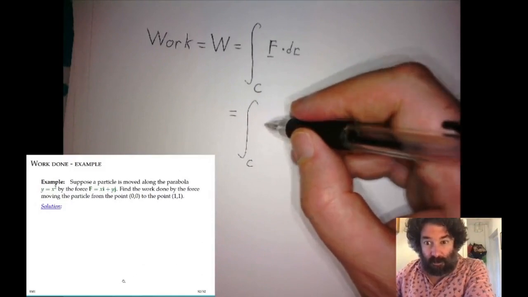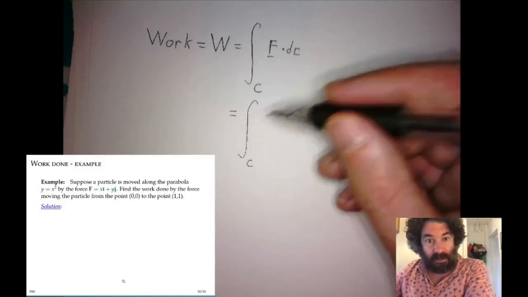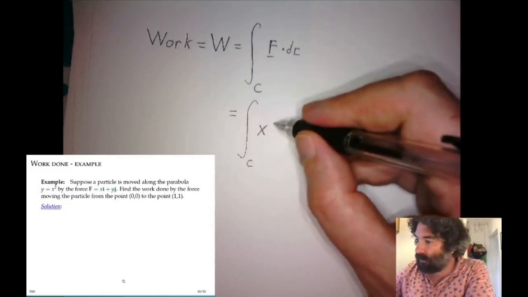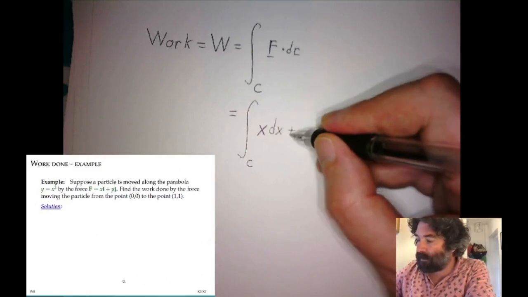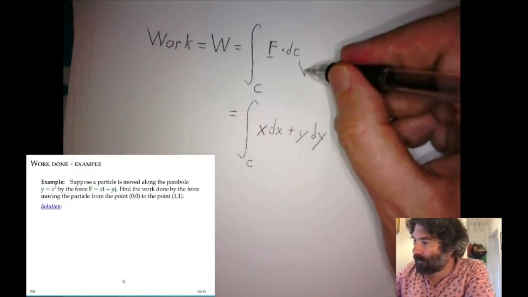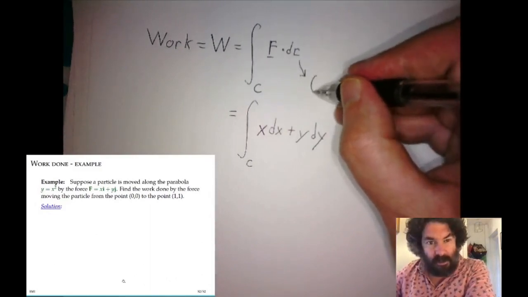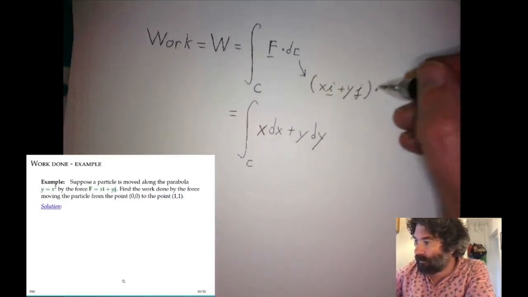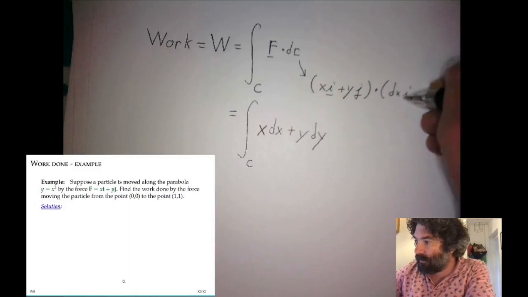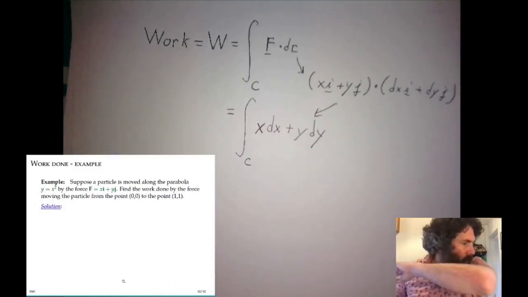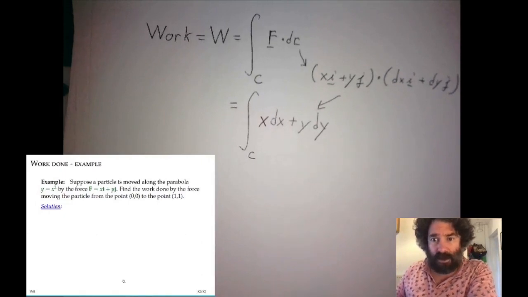the component of F in the x direction, which is just x here, because F is x times i, dx plus y dy. Okay, maybe I should put in the intermediate step here. F is x i plus y j, and taking the dot product with dx i plus dy j, this gives us the integrand here in this line integral. All right, so now it's a line integral.